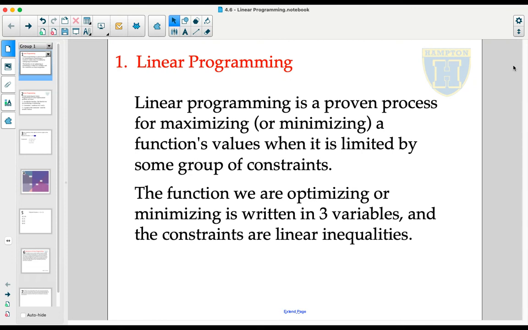In this lesson, we are going to study one of the most important applications of systems. It's called linear programming. Linear programming is a proven process for maximizing or minimizing a function's values when it is limited by some group of constraints. Most of the situations that we will look at, we will be attempting to maximize some value, but there are occasions when linear programming can be used to minimize a value. The function that we are going to optimize or minimize will be written in three variables, and the constraints are all linear inequalities.